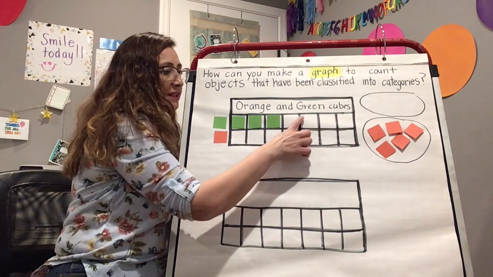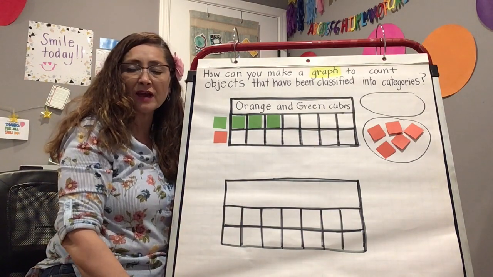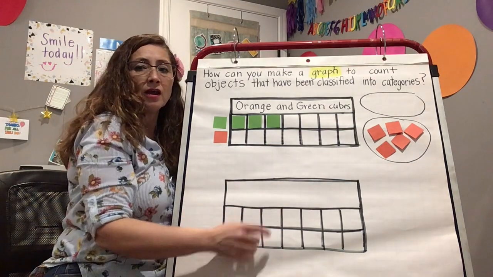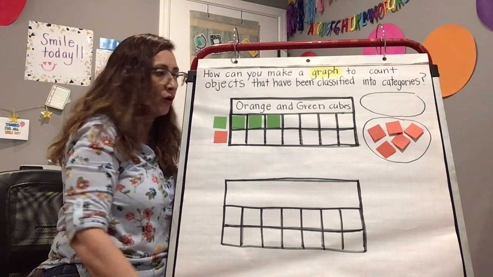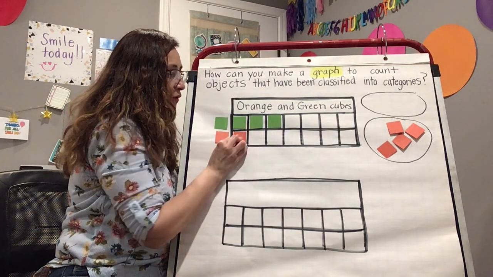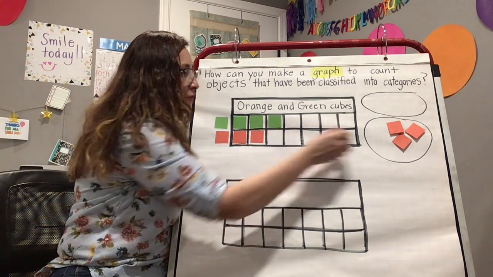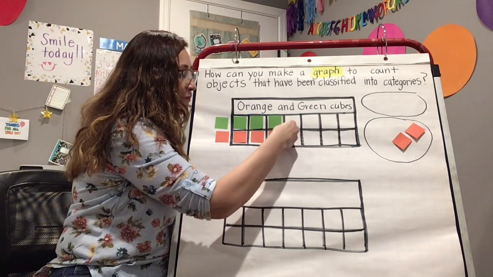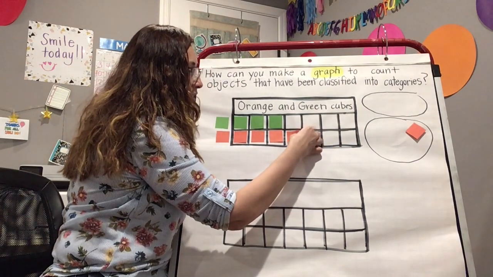Now, do I keep putting the rest of these cubes here? No, that's right. Why not? That's right, because they are not green. What color is that category? Good, that's orange. So then I'm going to take the orange and move them onto my graph, because this will help me see better how many I have of each of the cubes.